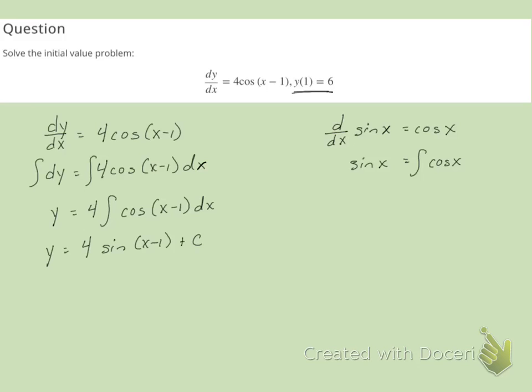So now I'm going to use the information that y of 1 equals 6 to figure out the c. So this means that y equals 6 and x equals 1. Well, 1 minus 1 is 0. And we know that sine of 0 is 0. So this is 4 times 0 plus c, which means that your c is equal to 6. And therefore the answer is y equal to 4 sine of x minus 1 plus 6.